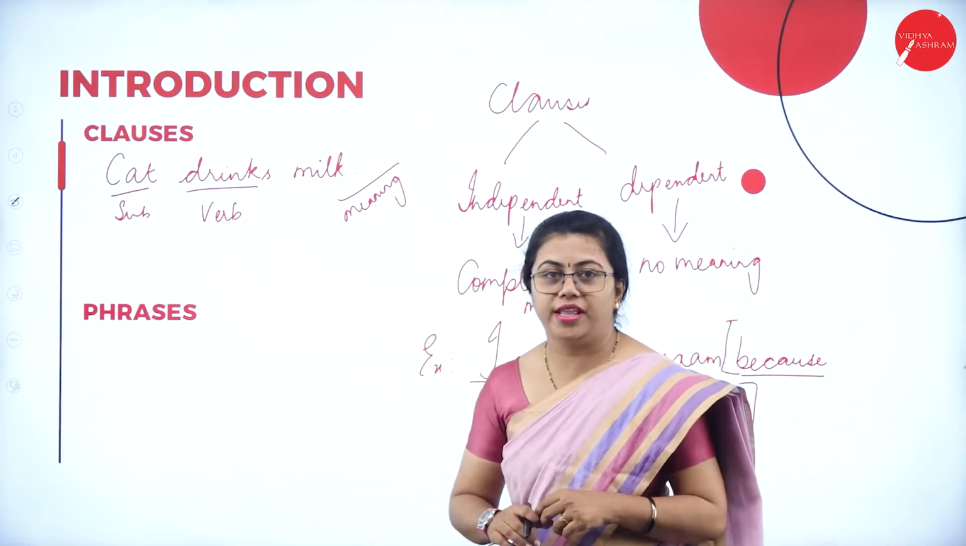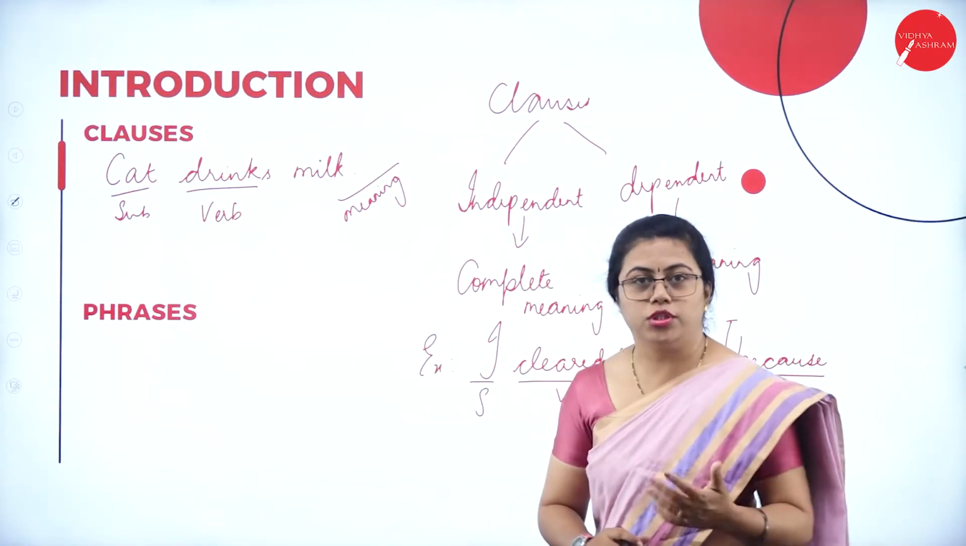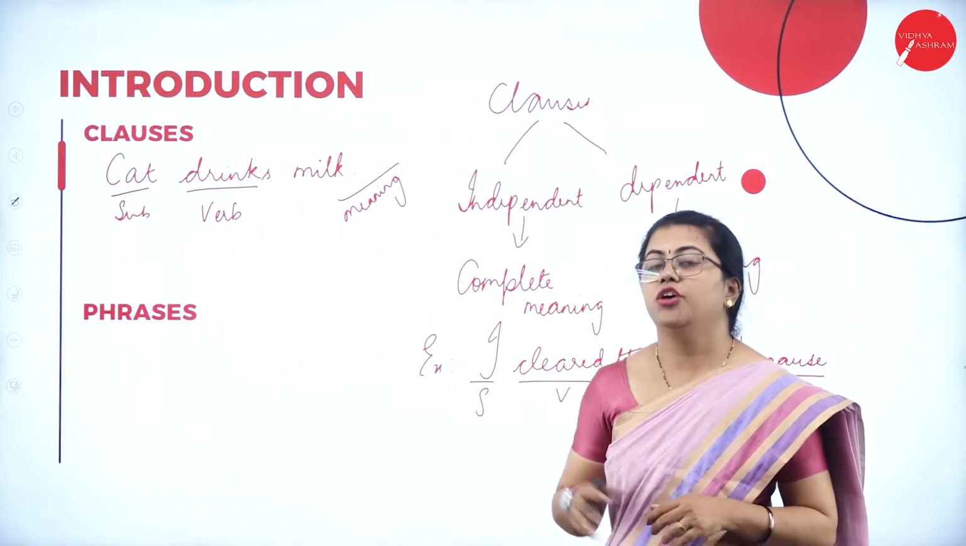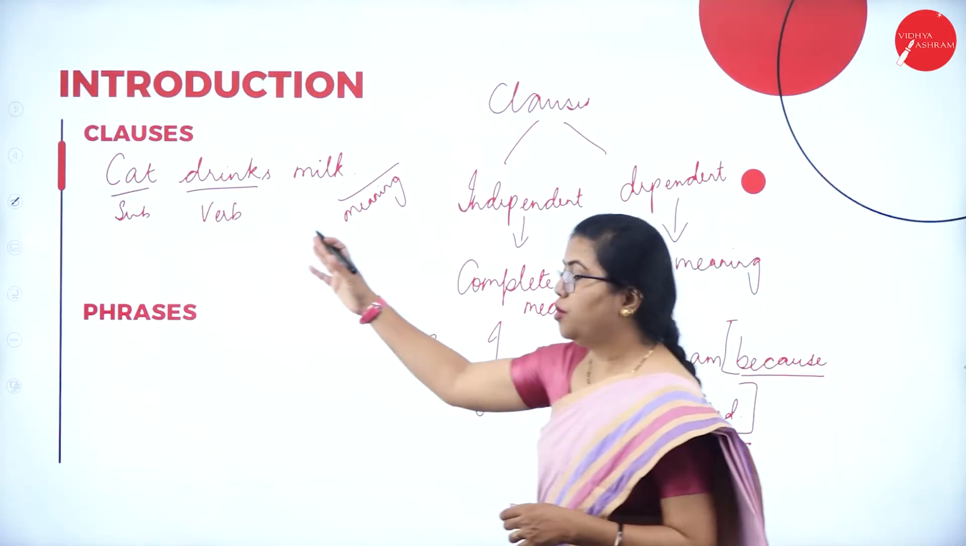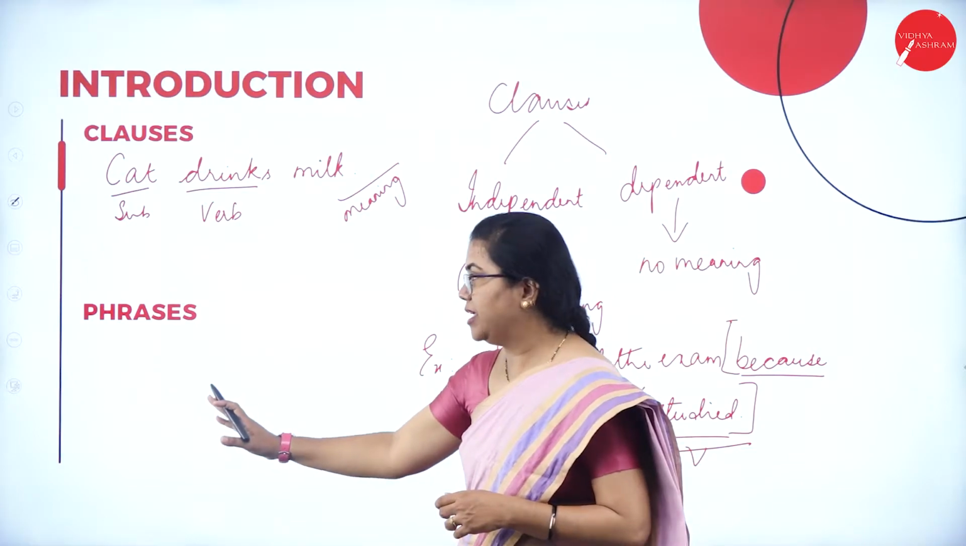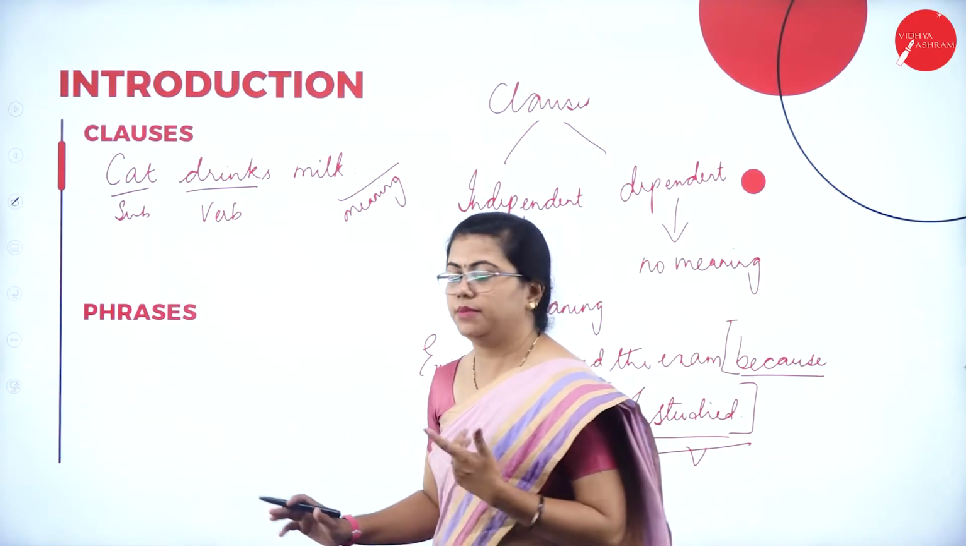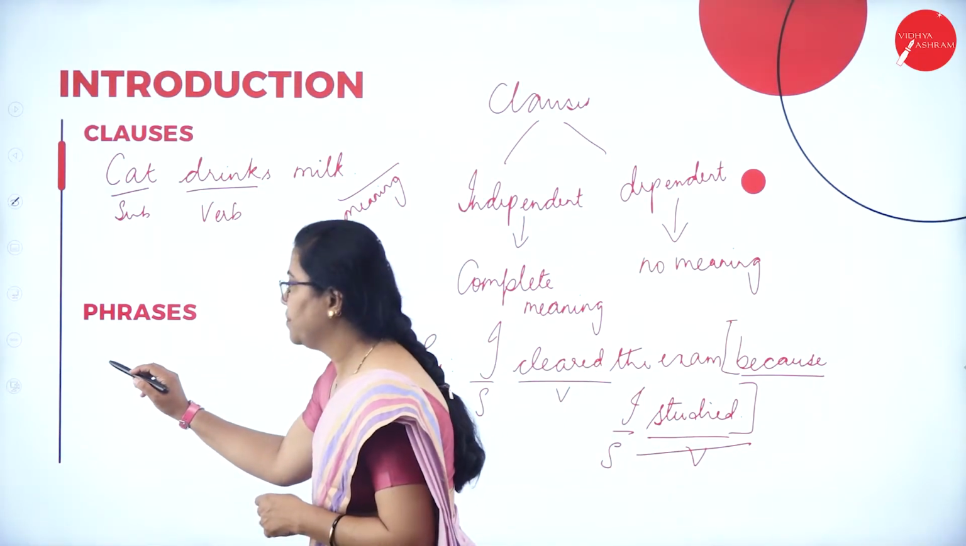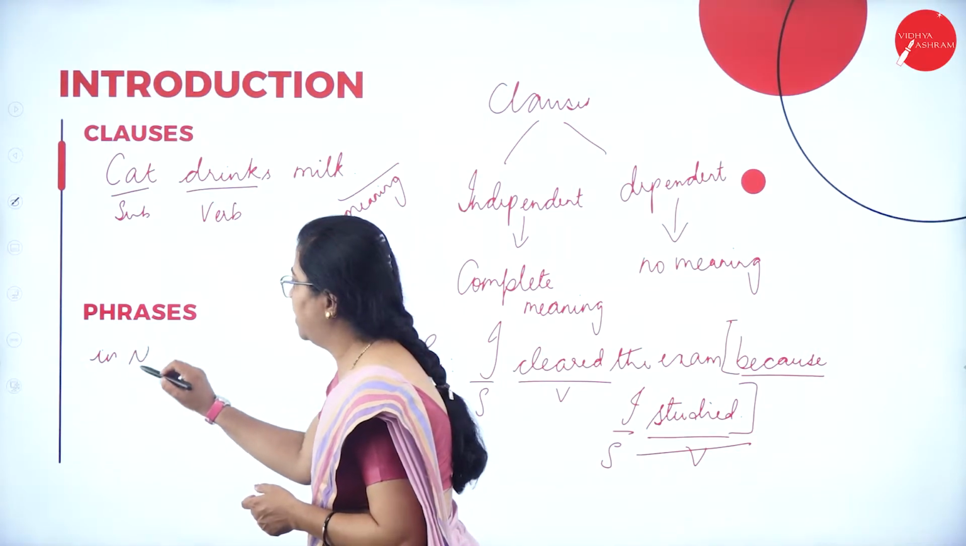Now we come to phrases. Phrases and clauses both are groups of words, but phrases will not have verbs in them. Clauses will have verbs in them. Phrases will not have verbs in them. So let me just give you an example. Something like, in the park.